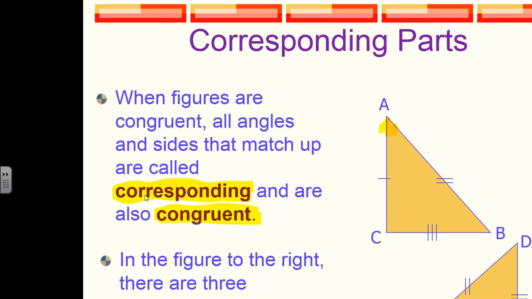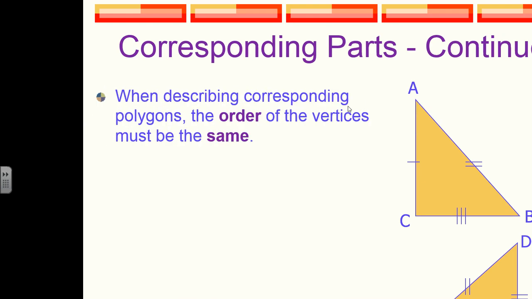So you would say in the figure to the right, there are three congruent angles and there are three congruent sides. Angle A is congruent to E. Angle B is congruent to D. And angle C is congruent to F. Now let me put three arcs on those. Look something like that.